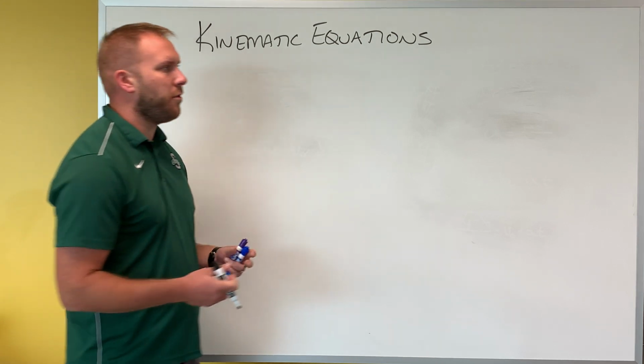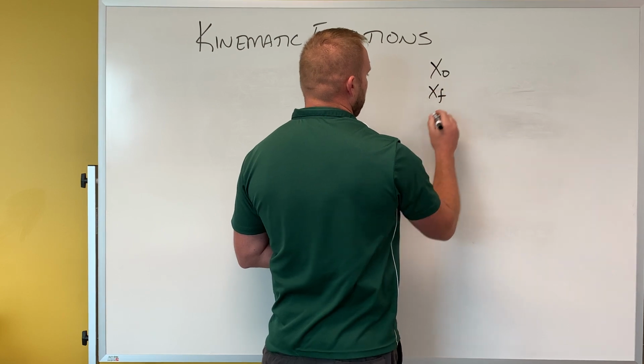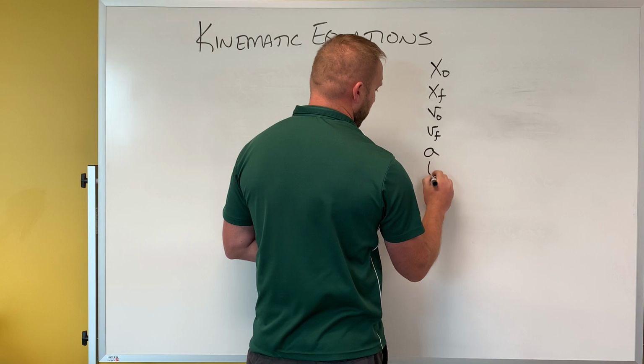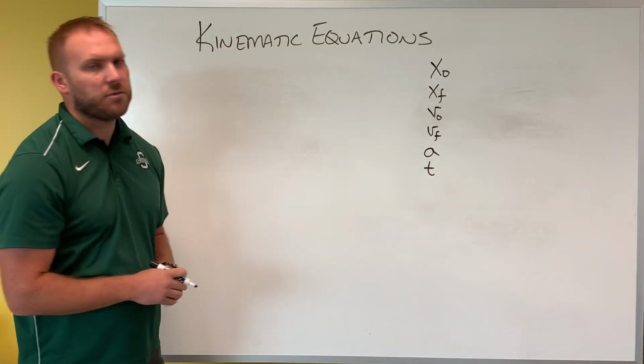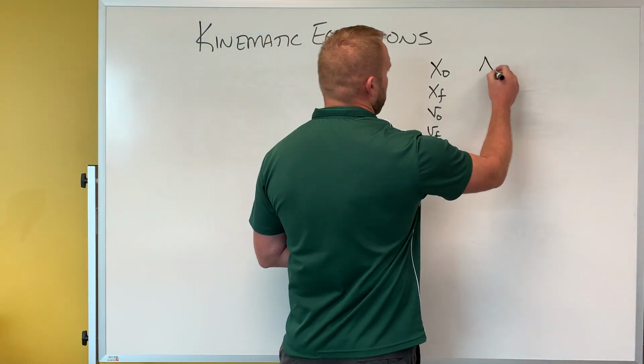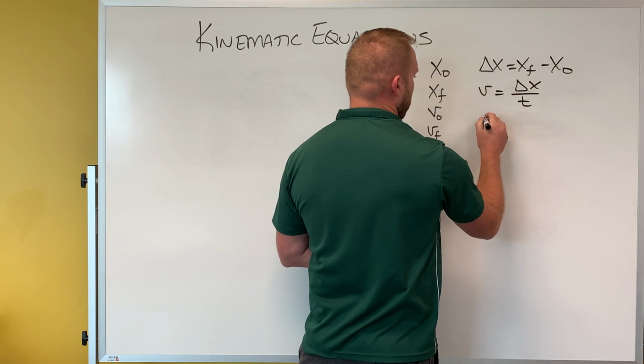The variables that we've dealt with so far are initial position, final position, initial velocity, final velocity, acceleration, and time. And from those 6 variables, we can put together the different equations that we've talked about: displacement, velocity, and acceleration.